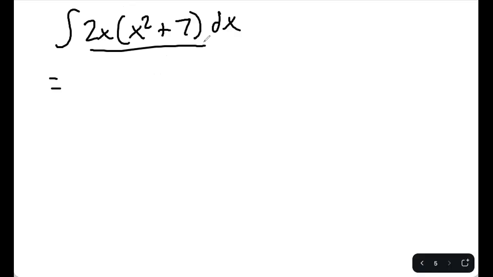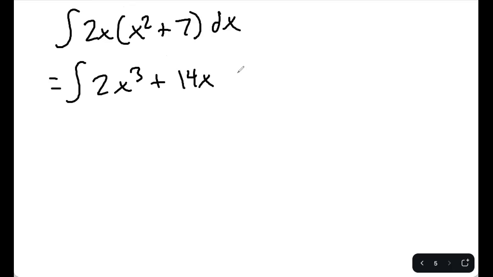I would distribute first, right? You get 2x cubed plus 14x. And then I think we could do this integral, right? This doesn't even require anything super duper advanced. No u substitutions or anything like that. I think we just have to use the formula that we were using before.